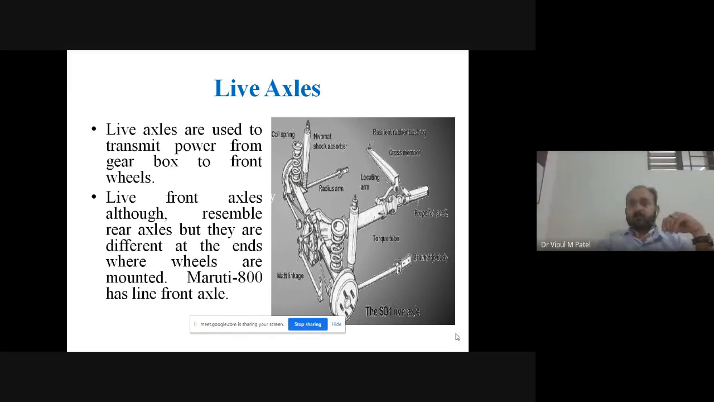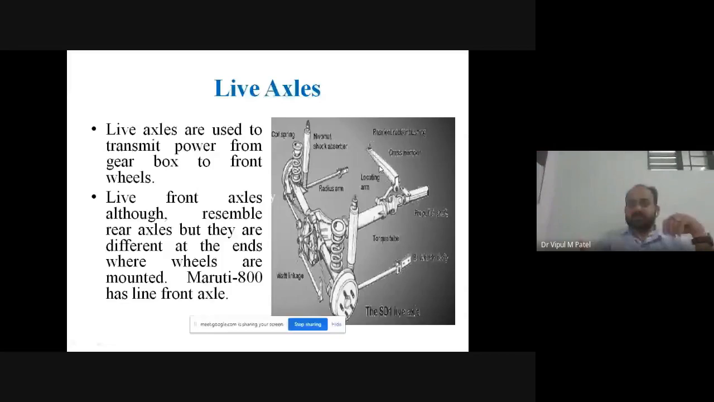So live axles are used to transmit the power from the gearbox to the front wheels. Also, live front axles resemble rear axles, but they are different at the ends where the wheels are mounted. One of the best examples is the Maruti 800, which has a live front axle, right? These are the most important parts used in the live axle.